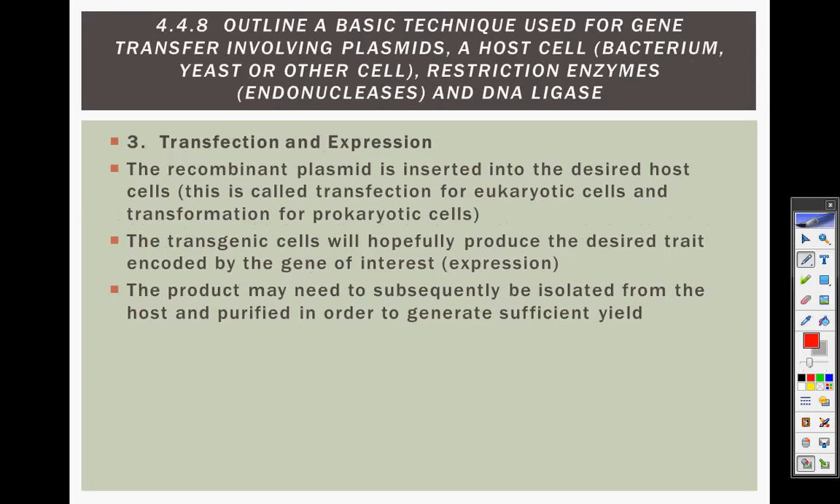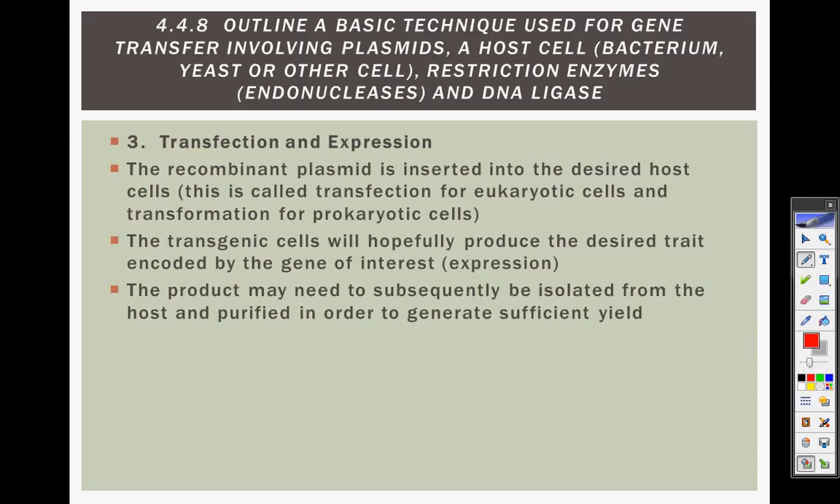Transfection and expression. The recombinant plasmid is inserted into the desired host cells. This is called transfection for eukaryotic cells and transformation for prokaryotic cells. Underline transformation and transfection so you know the difference. The transgenic cells will hopefully produce the desired trait encoded by the gene of interest.